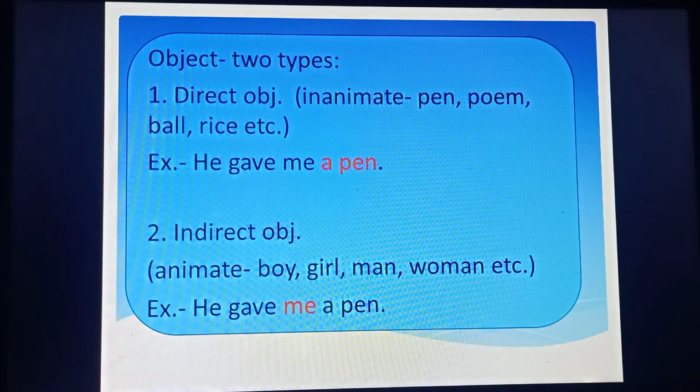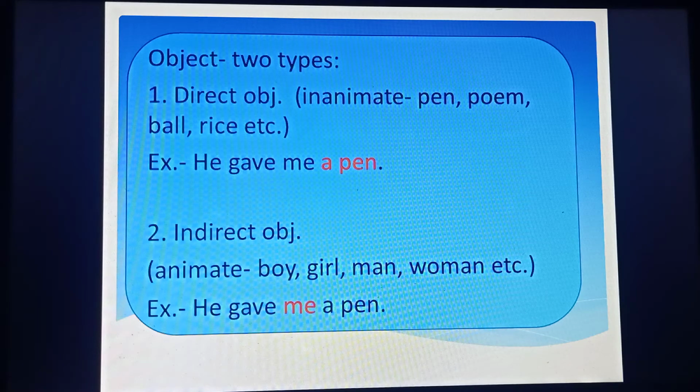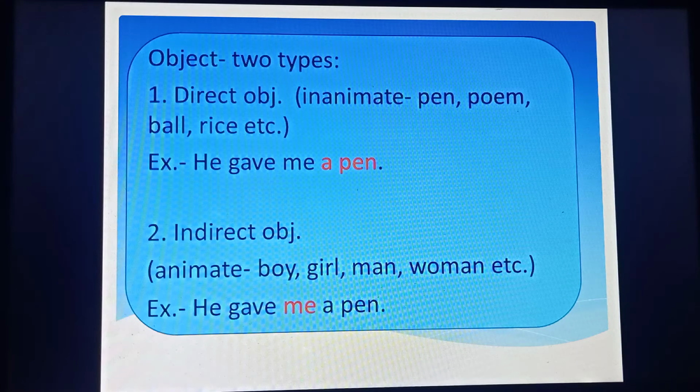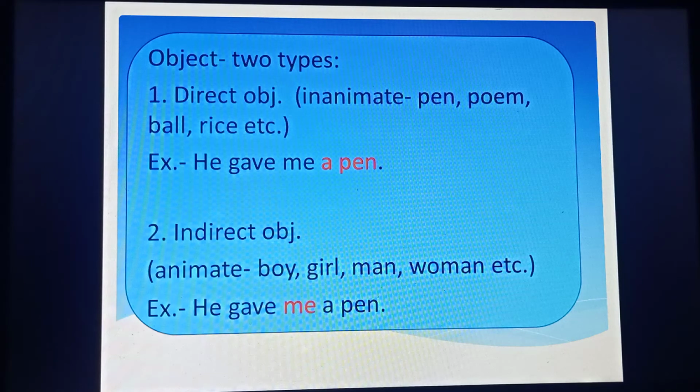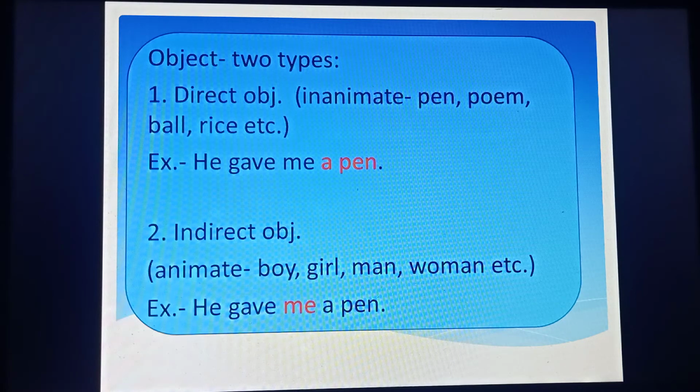So sometimes we find more than one object in the sentence. At that time, we have to use one object and keep the other one as it is, without any change. The other one, which is not changed, is called the retained object. If two objects are found, one is called the direct object. That means inanimate, lifeless things, that is pen, poem, ball, rice, etc.